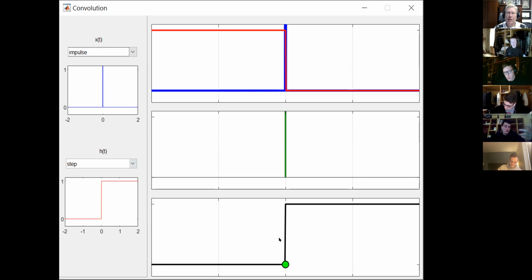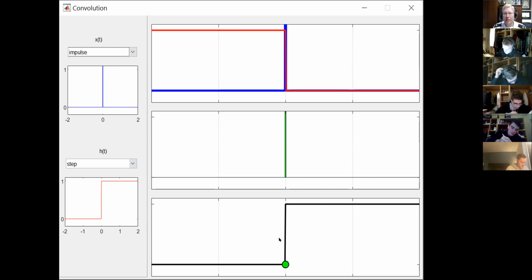I thought y of t was the relation, like the actual system relating the input to the output. No, y of t is the output. X of t is the input signal, y of t is the output result, and h of t is the description of the verb that changes that input noun to the output noun.